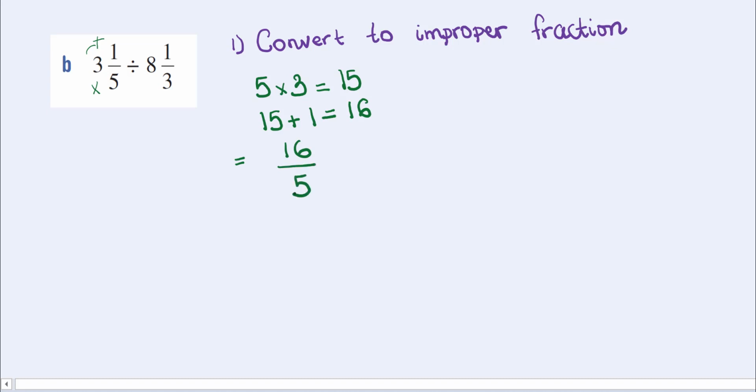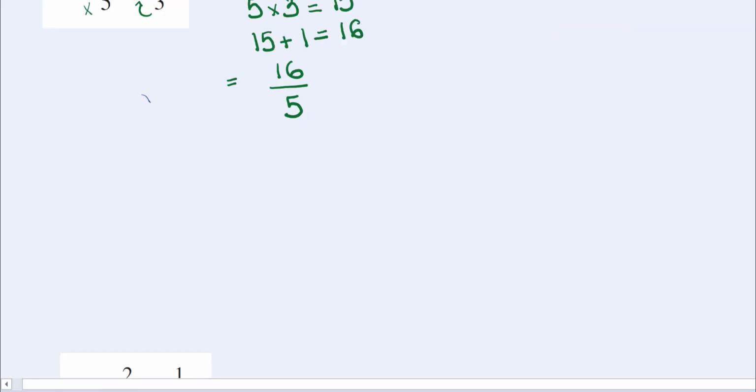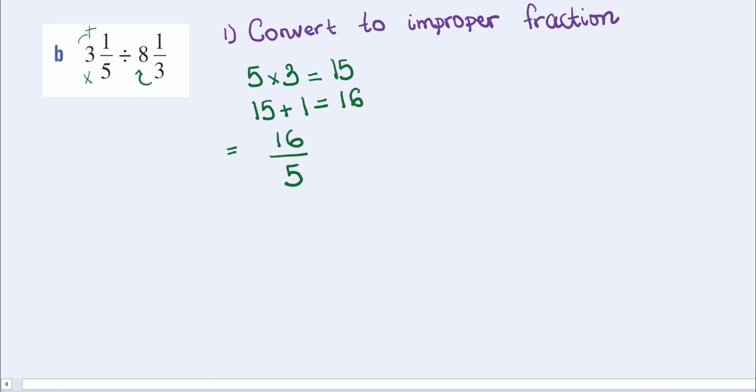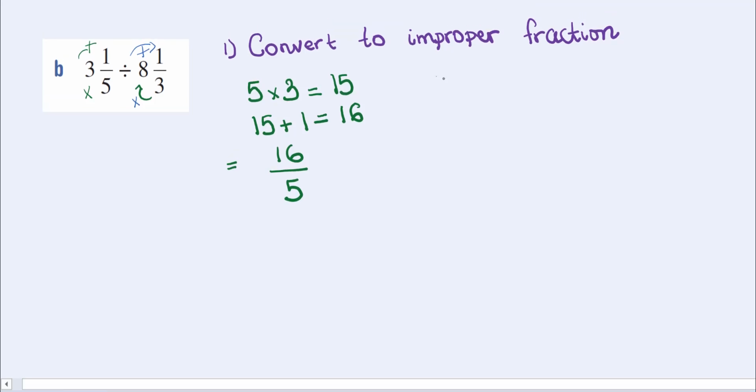So that's for your first fraction. Now the second mixed numeral fraction, you want to convert that into an improper fraction as well. So to do that, I'm going to times 8 by 3, and then I'm going to add the number at the top. So you've got 8 times 3, which gives me 24. And once you've timesed that, you add the number at the top, 24 plus 1, which is 25. So now that gives me a fraction of 25/3. The bottom number stays the same.